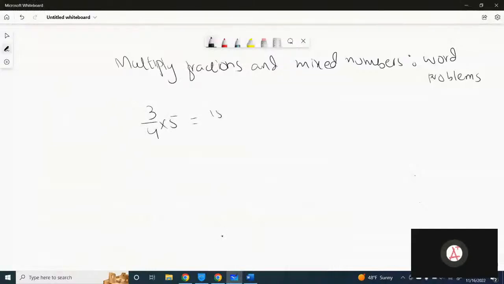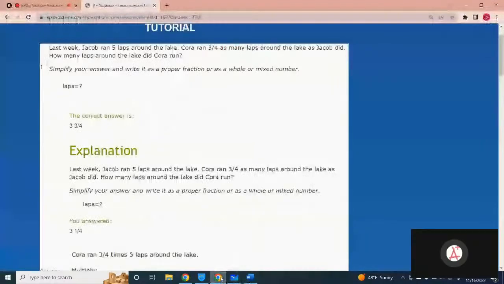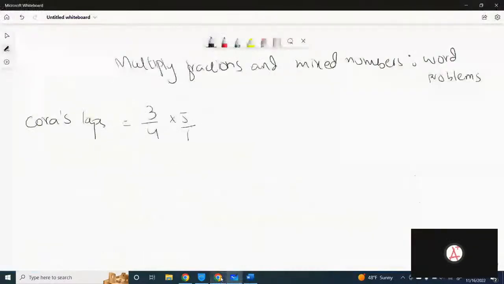You have to multiply 5 times 3 by 4. 5 doesn't have any denominator, which means it has the denominator 1. That is Cora's lap, because Cora ran 3 by 4 times as many as Jacob. So it would be 3 by 4 times 5. Got it? So you have to do 5 times 3 is 15, over 4. That means Cora has 15 by 4.